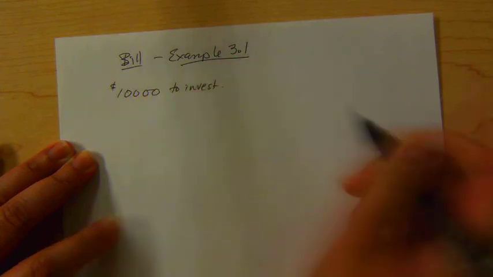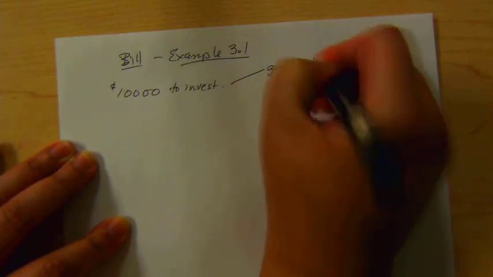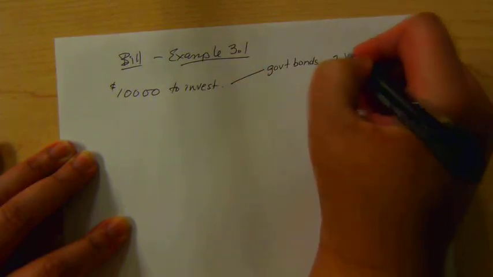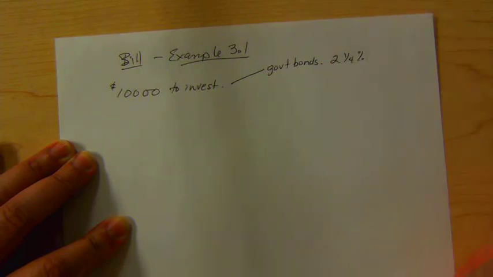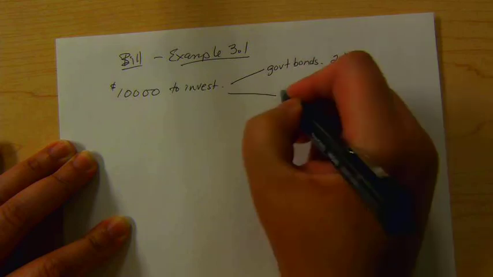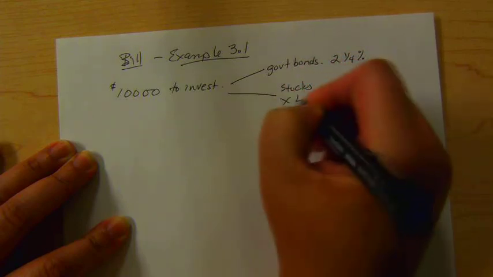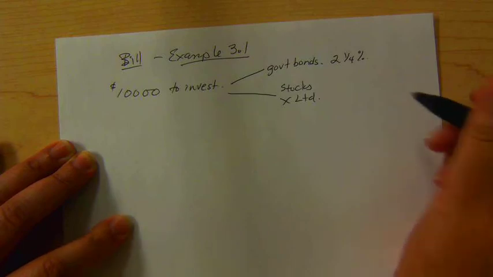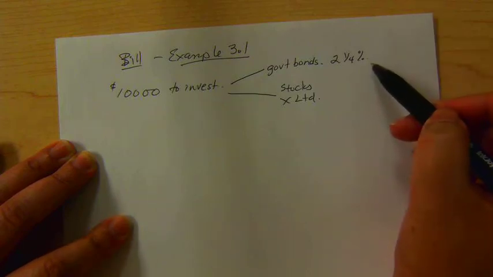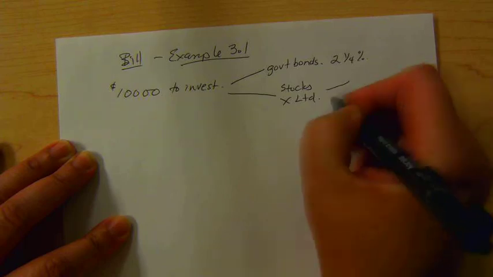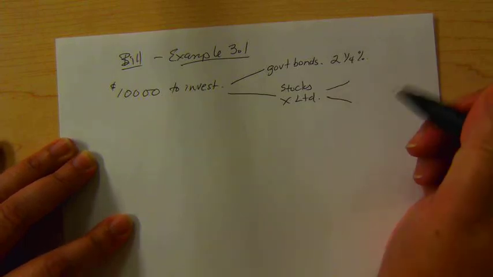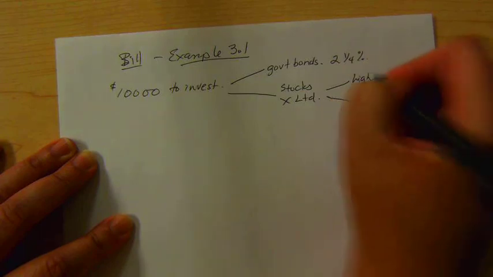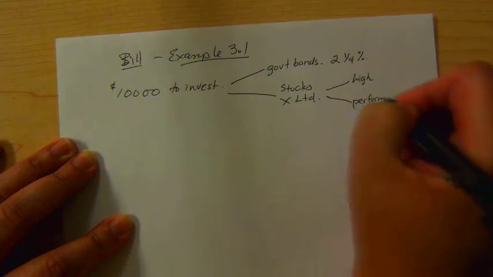And Bill has $10,000 to invest. His choices are government bonds, which will return 2.25%, or invest in stocks of X Limited. Now, bonds are pretty certain, okay? The stocks, however, aren't. They can either have high performance, like stocks can, or low performance.